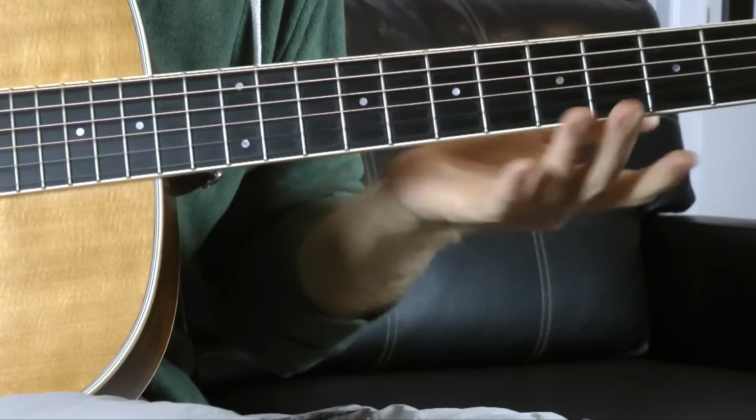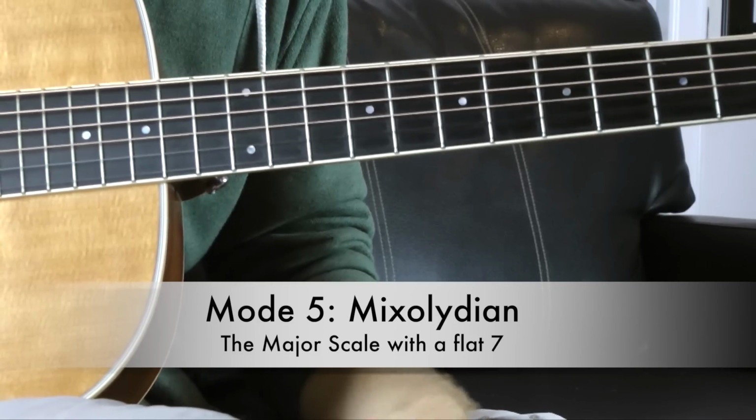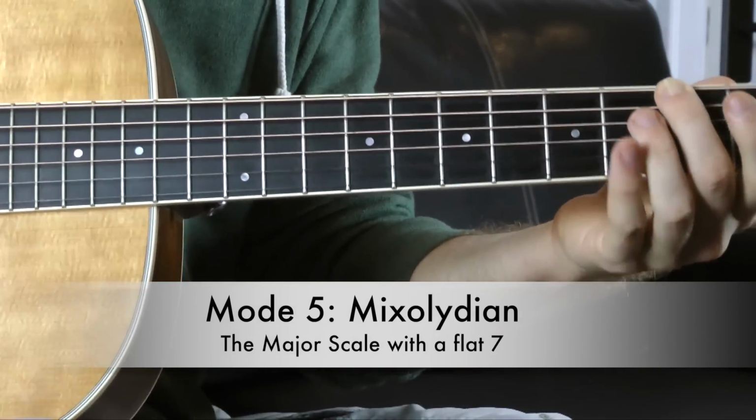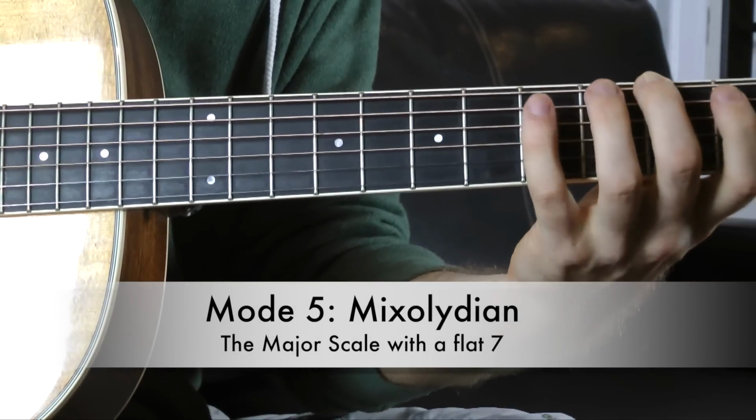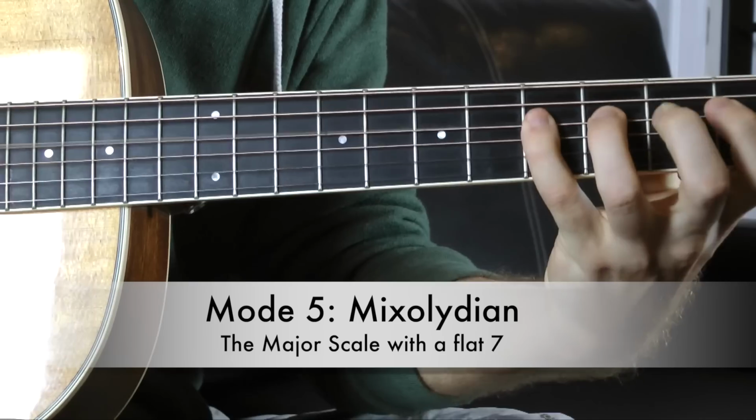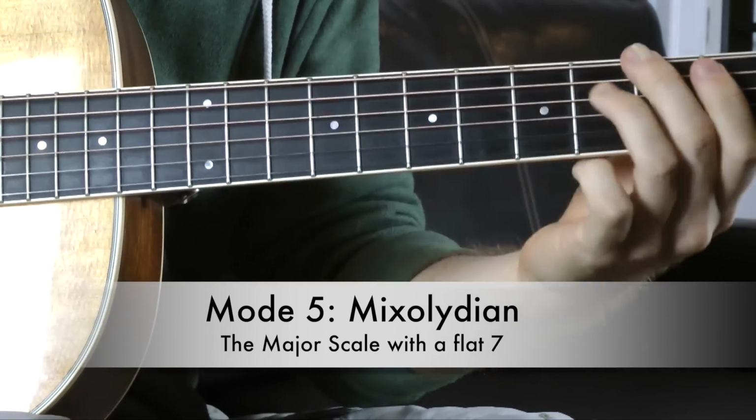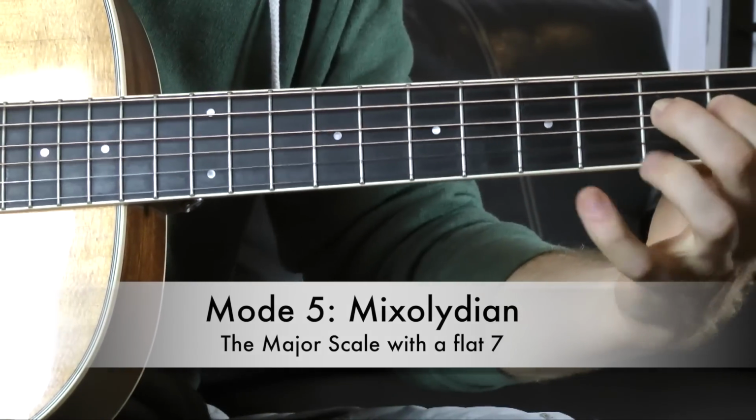So we're going to go into depth for each of the different modes, but for example, let's take the 5th mode, right? So this is G's mode. We're going to start on a G, which is the 3rd fret here, and we're going to play the major scale, but we're going to have a flat 7. So 1, 2, 3, 4, 5, 6, flat 7, 8.